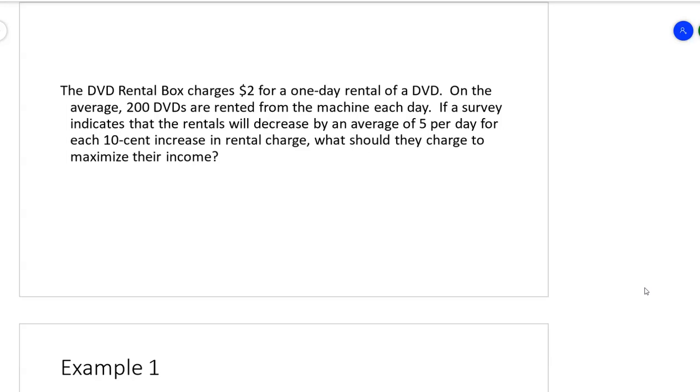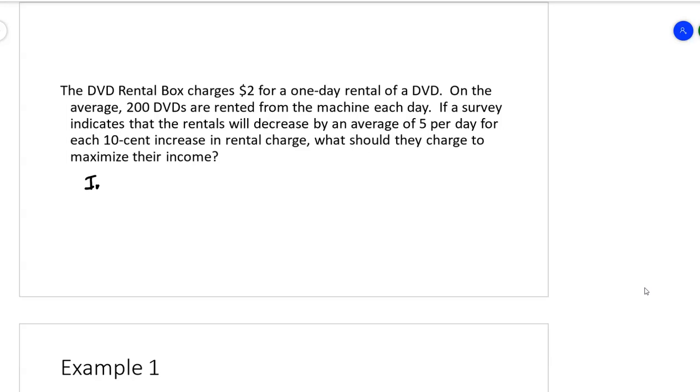For a while, they'll actually start making more money as they raise the price, but then they're going to raise the price to a point where not enough people are buying them anymore, that no matter how much you charge, people just aren't going to buy them, and you'll start losing money. Okay? So the question is, what should they charge to maximize their income? Well, first of all, how do we calculate their income?